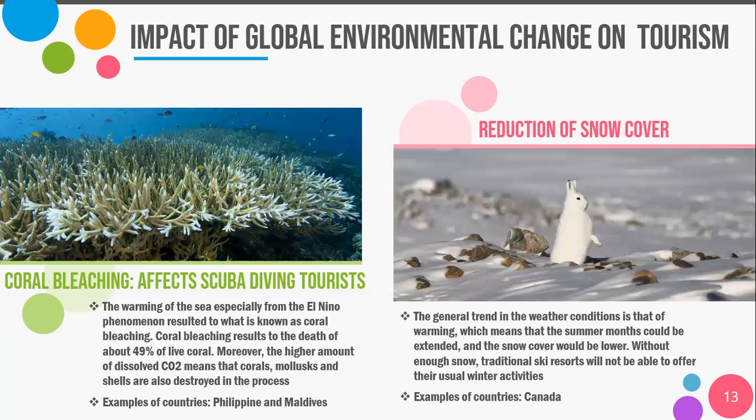Second is reduction of snow cover. When we talk about reduction of snow cover, what impacts this? The rise in temperature. When the temperature rises, the snow melts easily and becomes thinner. When it becomes thinner, it is very dangerous for snow recreation activity, because you cannot slide on this stone. You cannot ski on this stone.